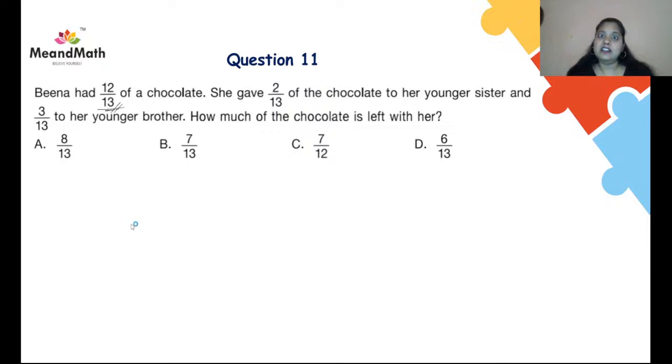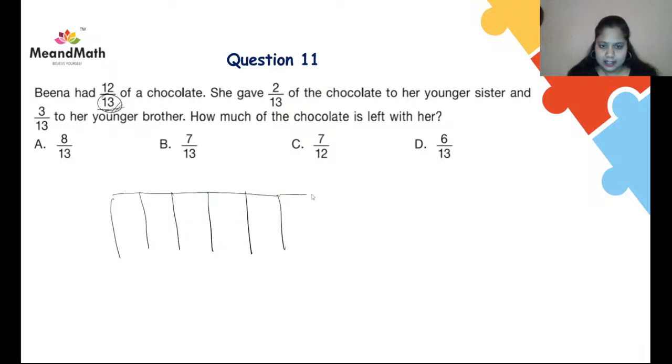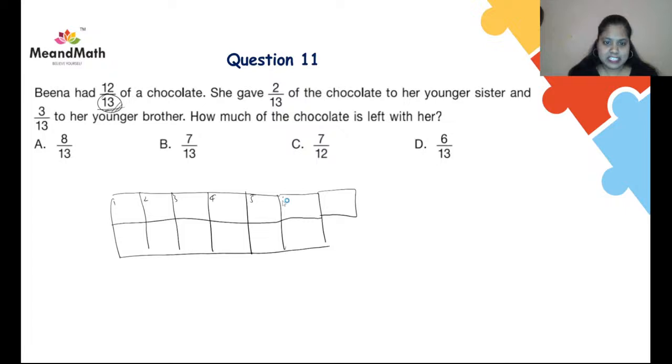So first we need total parts are 13. So let us draw 13. 1, 2, 3, 4, 5, 6, 7, 8, 9, 10, 11, 12, 13. Okay, let us just consider this as the chocolate. 1, 2, 3, 4, 5, 6, 7, 8, 9, 10, 11, 12, 13. So we can see that this is a 13 bar.